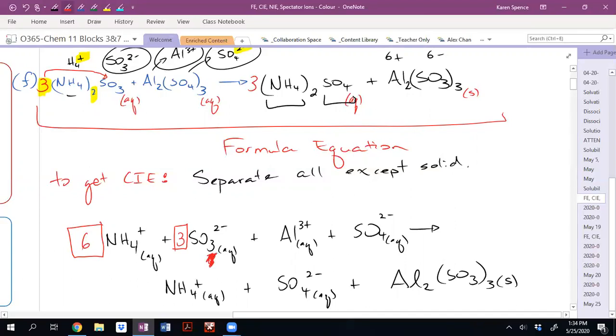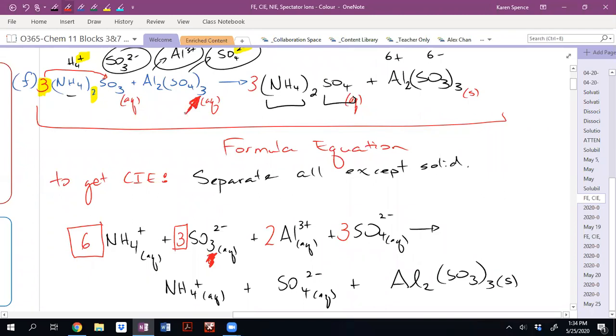Okay. How many aluminums do we have? 2, that's correct. And then how many sulfates? SO4. Yep, 3 of them, because that's from our subscript right up there.